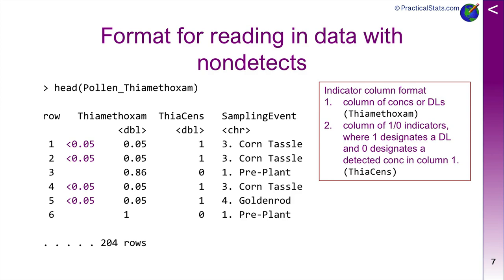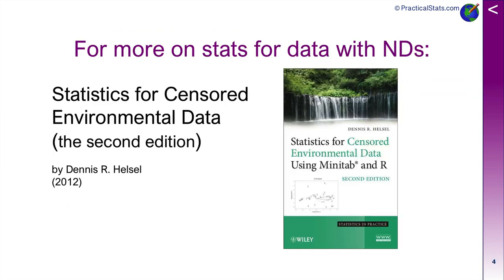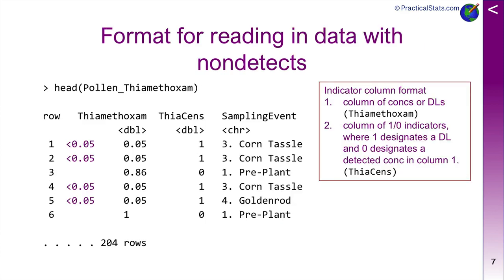Well, you do that by putting them into 2 different columns. This is called the indicator column format. It is one of 2 common formats that statistics software can use, and you can read about the 2 formats in the Statistical Methods for Censored Data textbook that I flashed up there. The first column, the thiomethoxam column, holds concentrations, and they're either detected concentrations or the level of the detection limit itself. So in the first row, we've got a 0.05 for the less than 0.05. In the third row, we've got a detected 0.86 parts per billion.